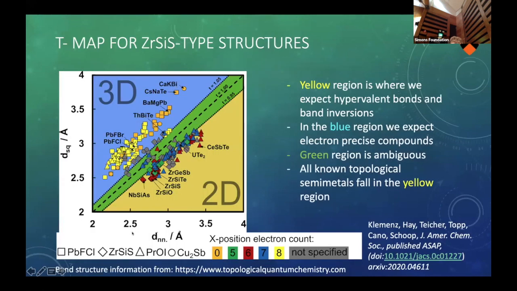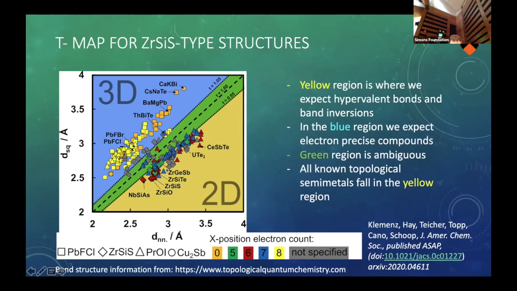So we can make a plot. Here we put the distance inside the square net on one axis and the distance to the next nearest neighbor on the other axis, which makes it so all compounds which fall in this yellow area are the compounds where we expect band inversions to appear, and all compounds up here in the blue area are compounds where we don't. And then the green area here is kind of the gray area where we don't really know what happens. Our method's not good enough. And so the colors here represent electron counts, if we can count. The gray ones are ones where we cannot count electrons.